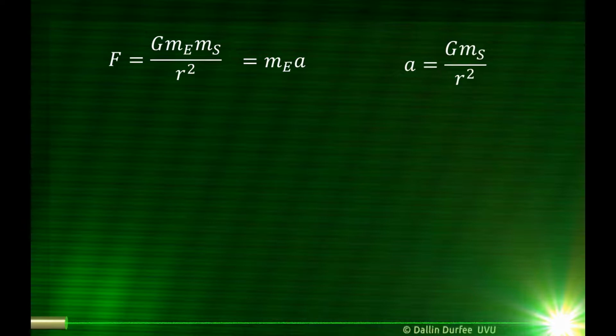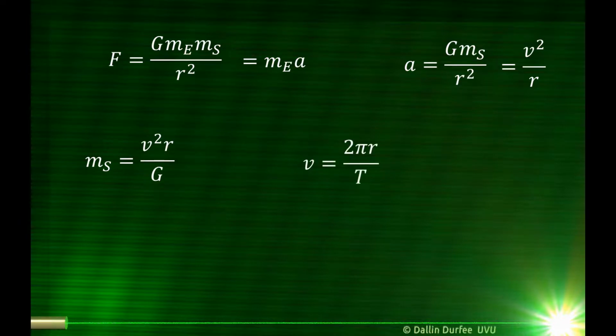Well, we also know that for something going in circular motion, the acceleration is v squared over r. Now, the Earth doesn't do a perfect circle around the sun. It does an elliptical orbit, but it's close enough. So let's pretend it's a circular orbit. With this, I can solve this equation for the mass of the sun in terms of the Earth's velocity, the radius of the orbit, and G.